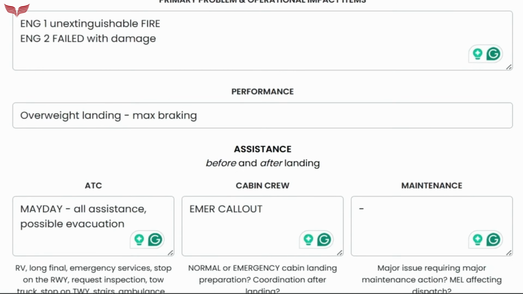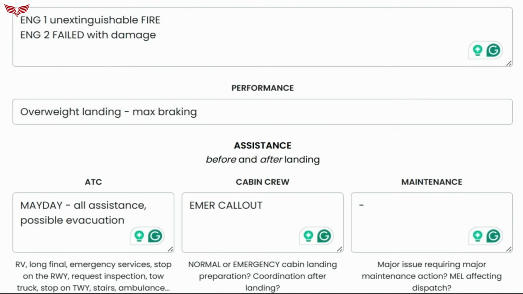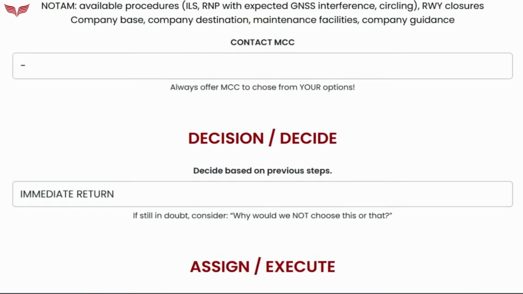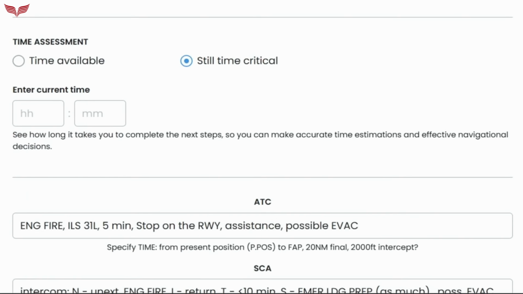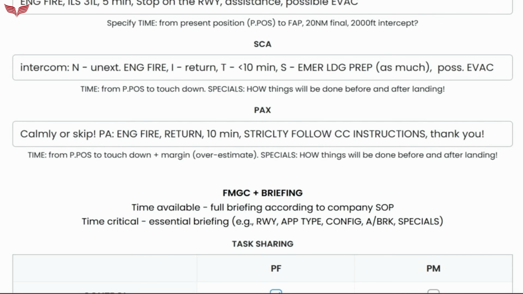Step 5, diagnose. Engine 1, unextinguishable fire. Engine 2 failed with damage, unrestartable. We are overweight for landing. Options: departure aerodrome, decision, immediate return, assign, execute. I still have control and communication. Reinforce the intentions with ATC if required. If time permits, a quick senior cabin briefing on the intercom. Nature: unextinguishable engine fire, intention, immediate return, time less than 10 minutes, special. Keep the cabin secured and expect standard emergency callouts, possible evacuation.